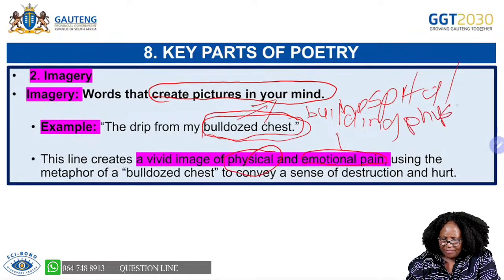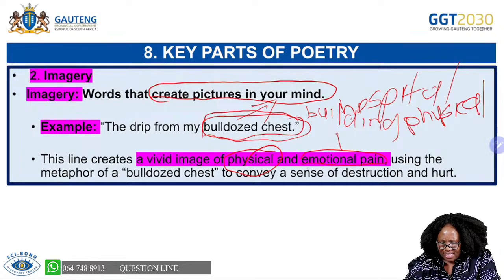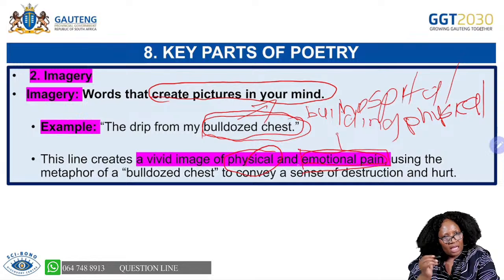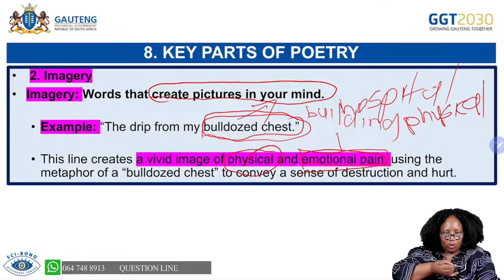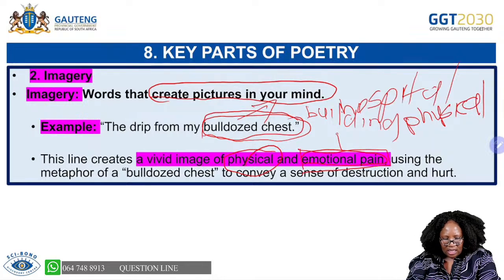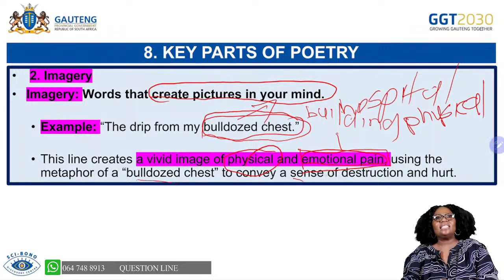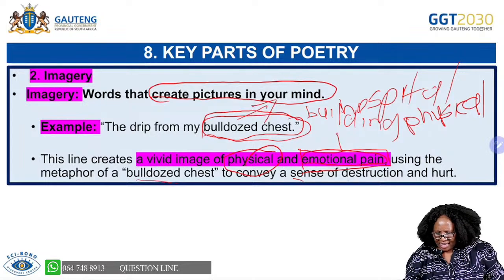We already have the physical pain there. The fragility is moved on. And you see what? You receive emotional pain. We're dealing with 2 things here. Emotional pain from your chest and your physical pain from your chest. Using the metaphor, the comparison there of a bulldozed chest to convey a sense of destruction and hurt.